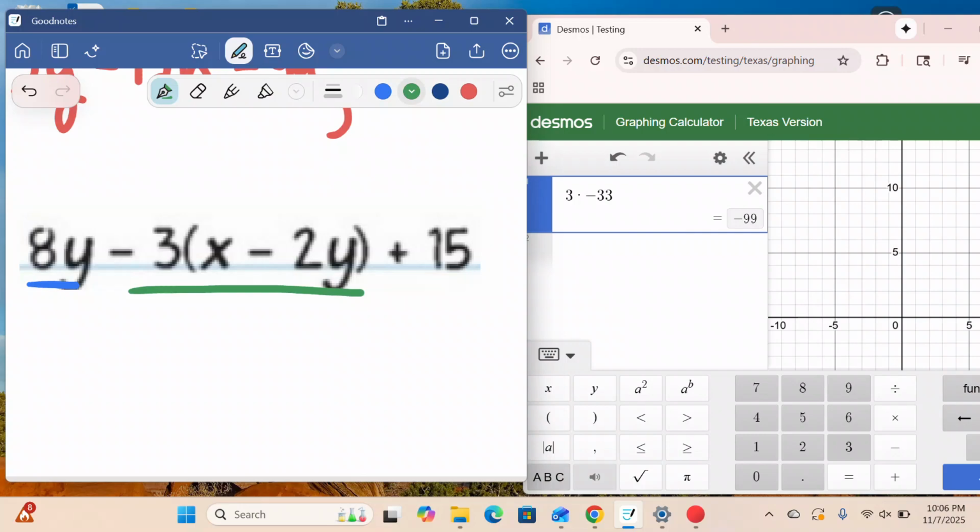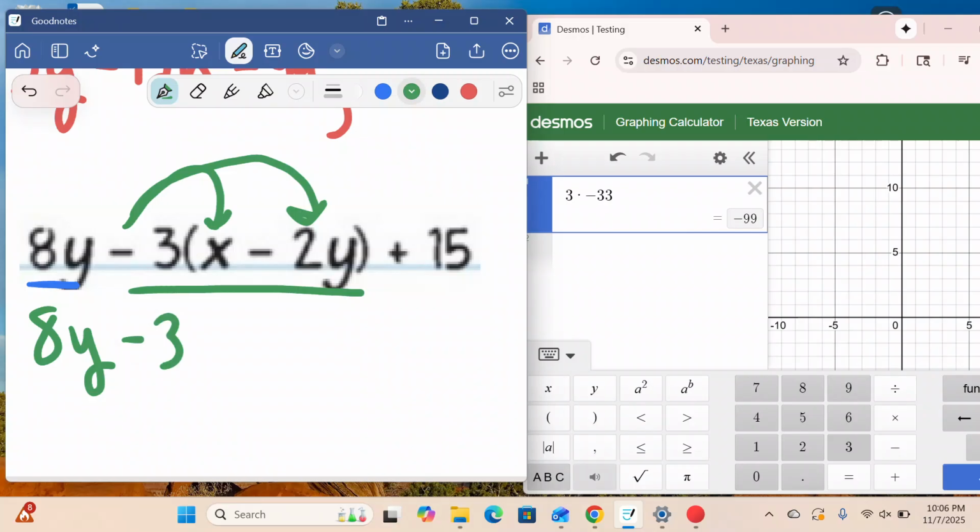Then you have the positive 15. So the way I would handle this problem is I would bring down the 8y, because that one is alone. I am going to distribute the negative 3, and I'm going to distribute like that. So I go negative 3 times x is negative 3x. And the sign does matter. And then I go negative 3 times negative 2y. That gives me a positive 6y.